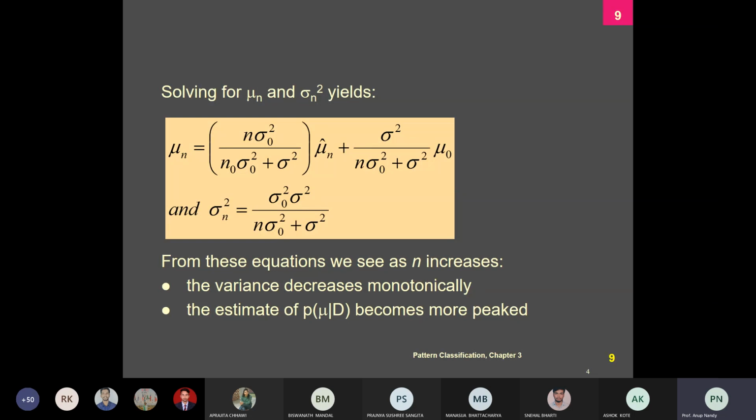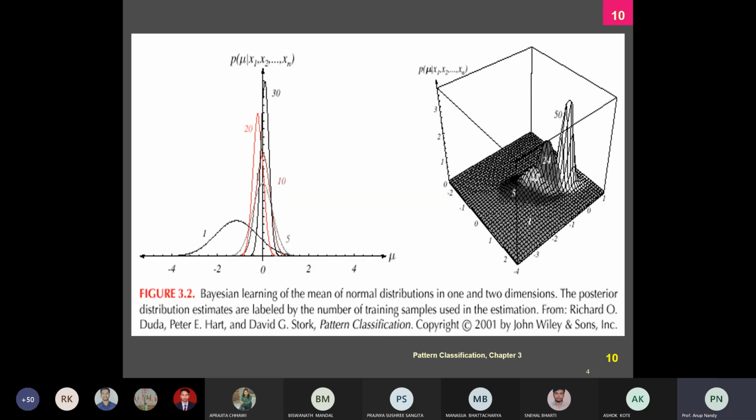So there are two things: sigma square by n decreases as n increases, and as n increases, the probability of mu given D becomes very sharply peaked. That is the figure that you can have. D means x1, x2, up to xn. One is plotted in 1D, another in 2D. This is Bayesian learning of the mean of the normal distribution in 1 and 2 dimensions. The posterior distribution estimates are labeled by the number of training samples. It is already there in this book also.